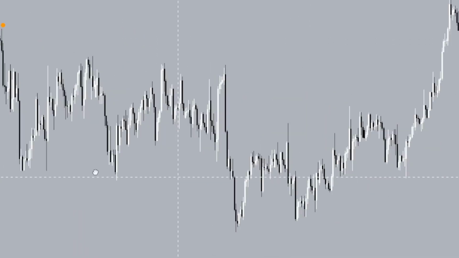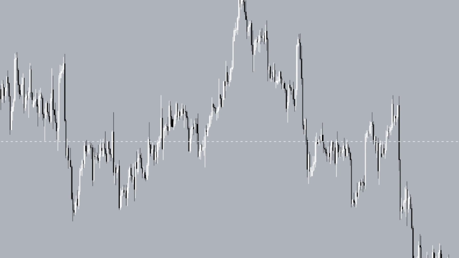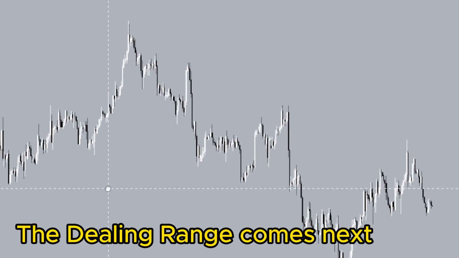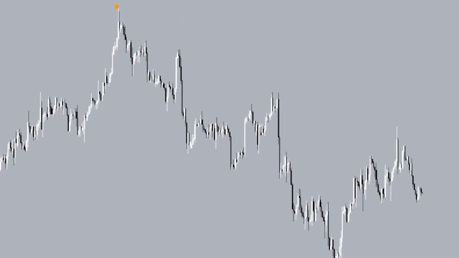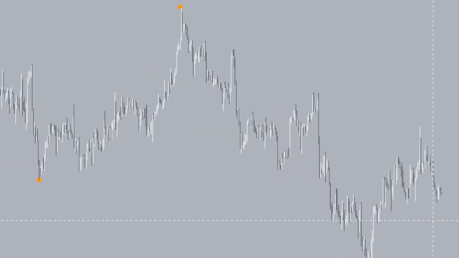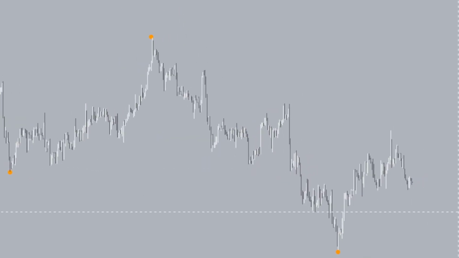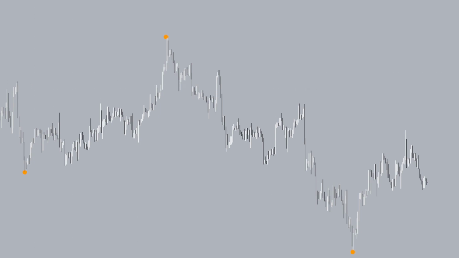If we fast forward to most recent price action, what we have over here is a dealing range, where we've seen price giving us a lower low, a higher low, and now a lower low that's been engineered all the way down here. From here, we see a couple of things.